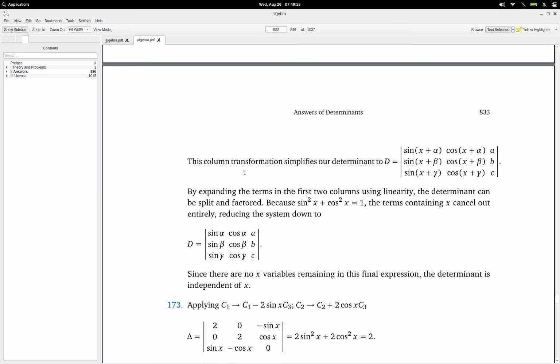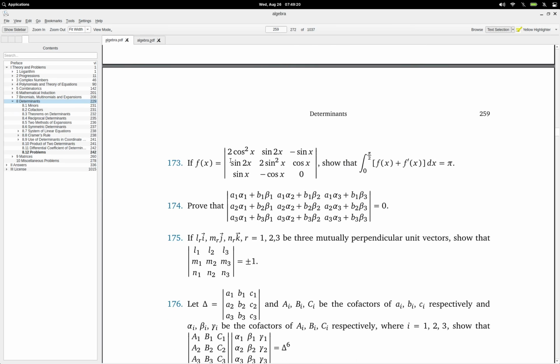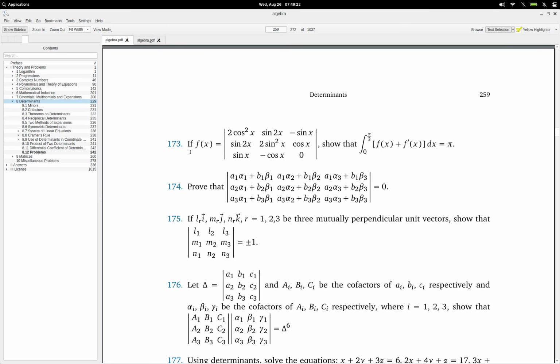Okay. So we move on to question 173. It says that if f(x) is equal to the determinant 2 cos square x, sin 2x, minus sin x; sin 2x, 2 sin square x, cos x; sin x, minus cos x, 0, then the integral from 0 to pi by 2 of f(x) plus f dash(x) dx is equal to pi.